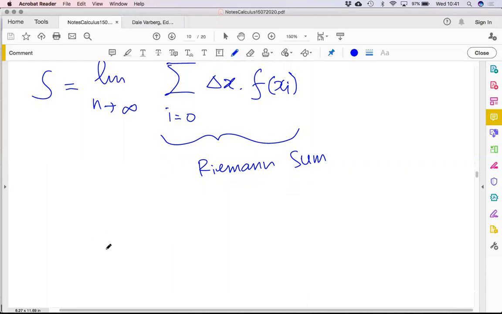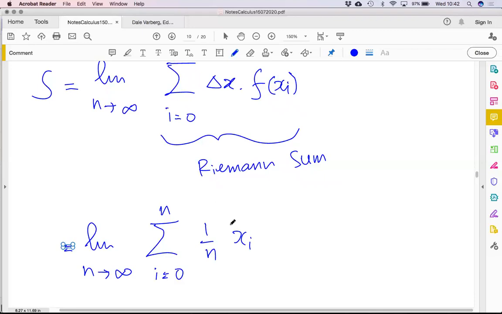Okay, let us continue. Now this is the limit as n goes to infinity of the sigma from 0 until n. Delta x is 1 over n. f(xi) is xi squared, right?